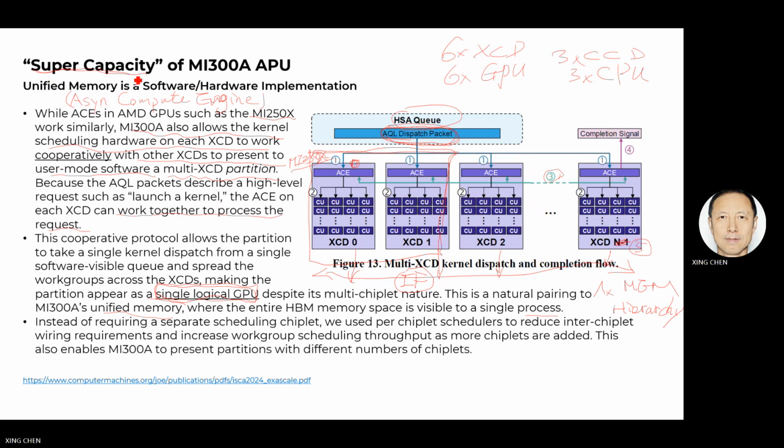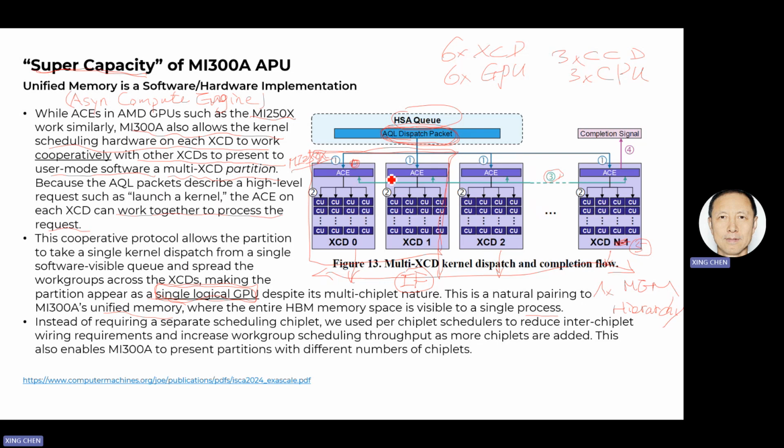We cannot use the word super chip, so I just call this kind of feature super capacity, because if you make it look like a big logical GPU, you have a super capacity. You make the 6 GPUs work together. That's going to be a very, very powerful logical GPU, and it matches the memory hierarchy, and that's a perfect thing. So I call this the super capacity of MI300A.